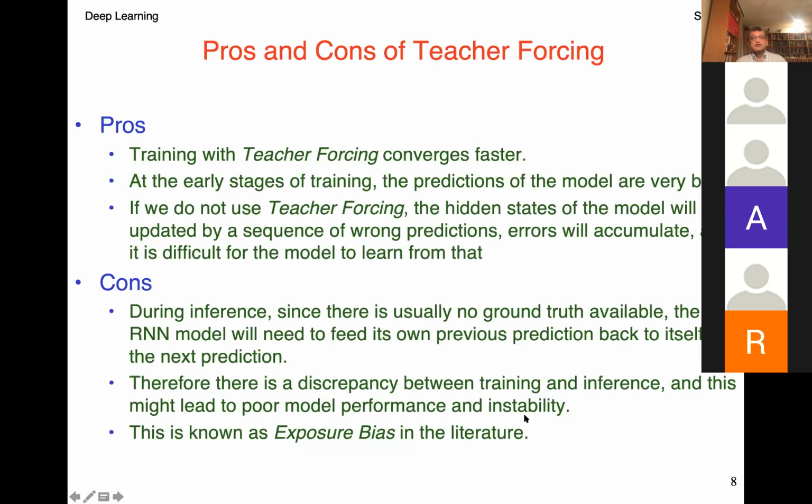for other operations. So, pros and cons of teacher forcing. Training with teacher forcing converges faster.